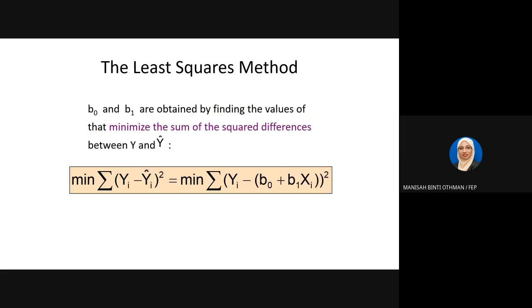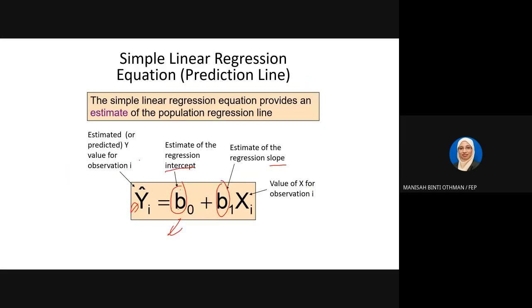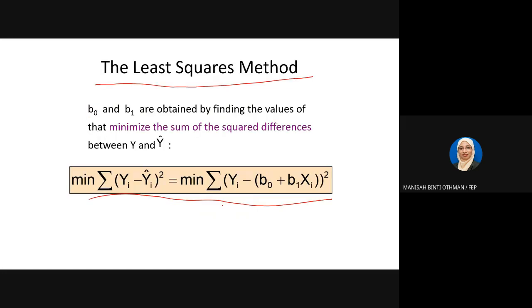We will use the least squares method here. This is if you want to calculate manually, but I won't show you manually. We just use the computer output. So these are the coefficients beta 0 and beta 1. We will identify and get the values of the coefficients b0 and b1.